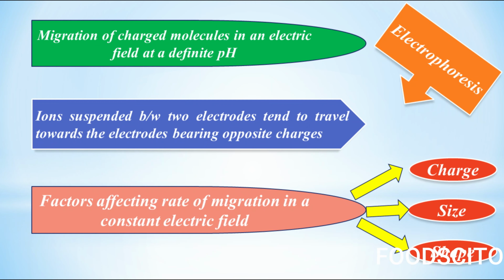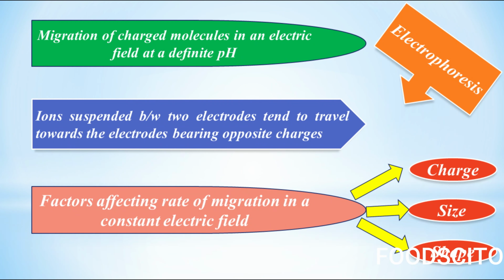Now let's talk about electrophoresis. What does the name suggest? Electro, that means electricity is involved. Phoresis means separation. So how do you define electrophoresis? Migration of charged molecules in an electric field at a defined pH is electrophoresis. That's why I have discussed how the protein solutions behave over a range of pH.